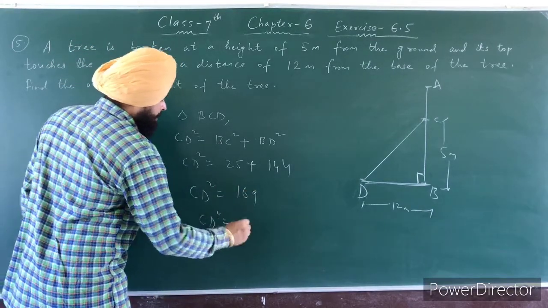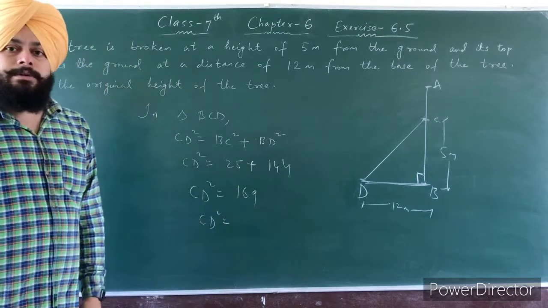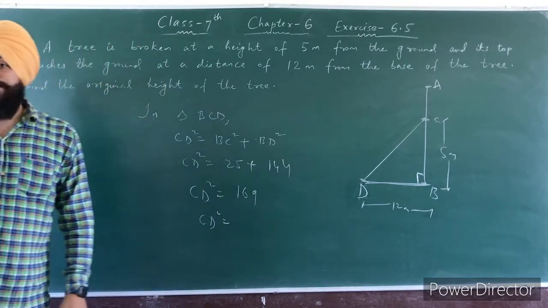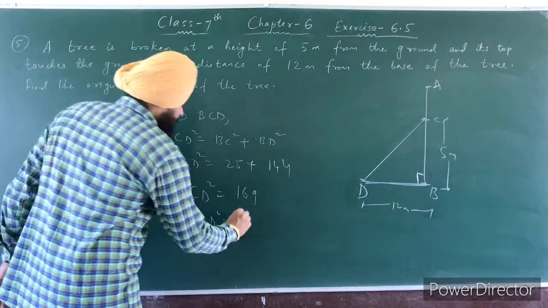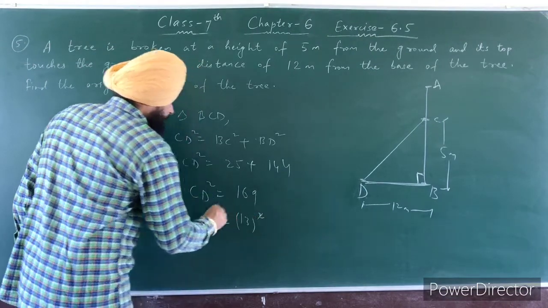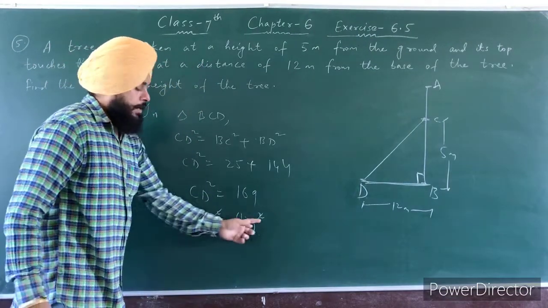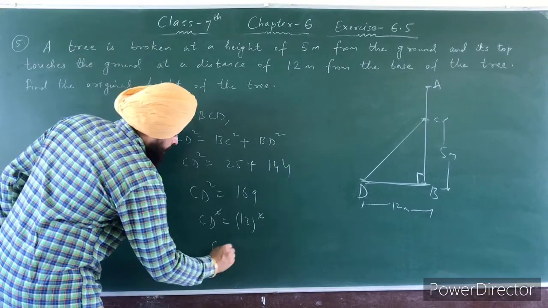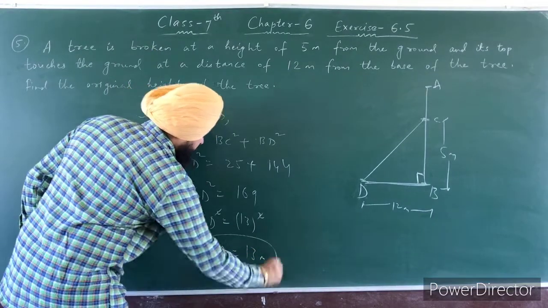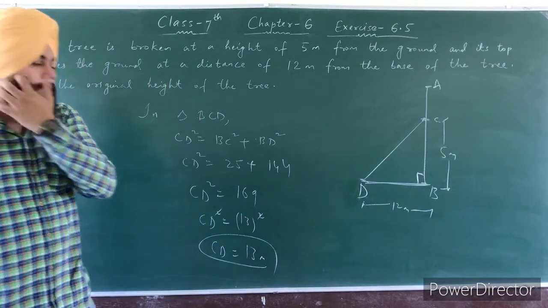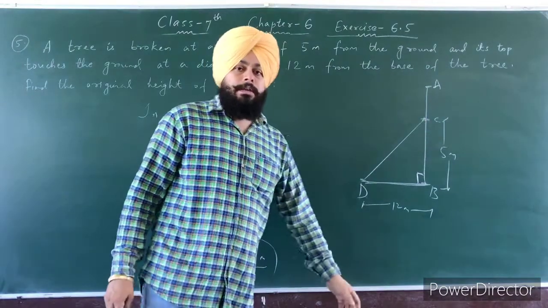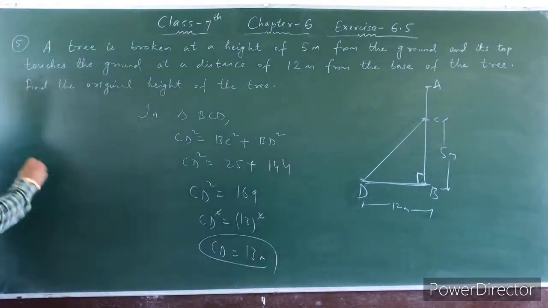Now you can check that this 169 is a perfect square number. Yes, it is a perfect square of 13. So you can write it as 13 square. Now square from both sides we can cancel. So CD is 13 meters. It means the hypotenuse of this triangle is 13 meters. Now what is the actual height of the tree?